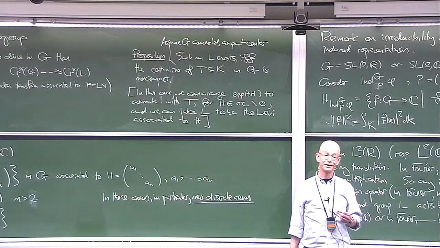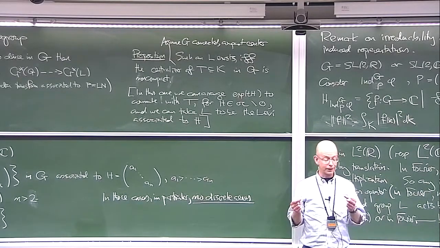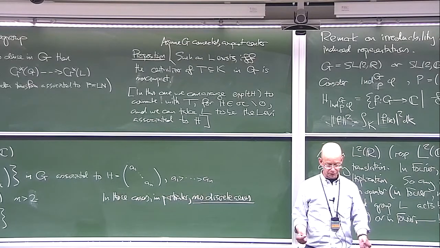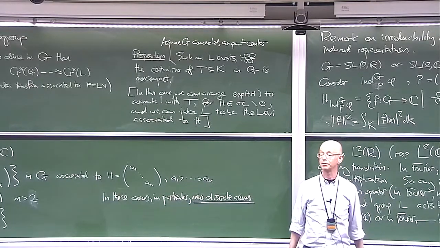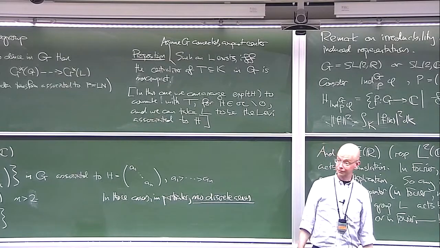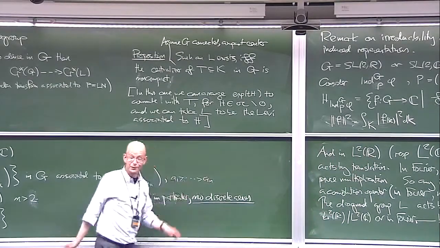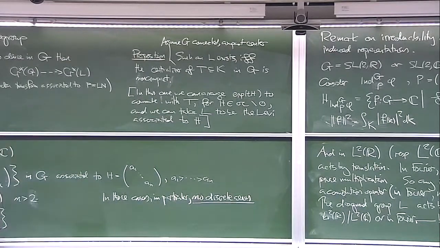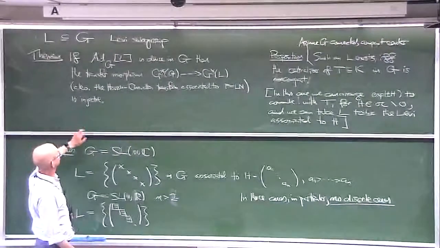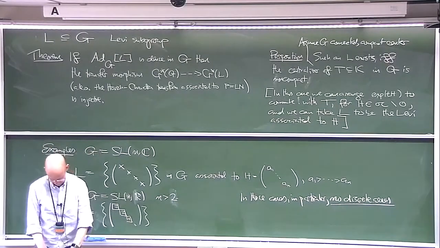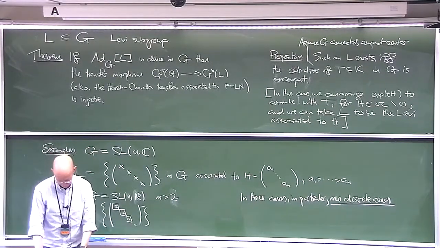The only thing we didn't understand is when it is that two different characters, two different representations of L, give rise to the same representation of G. We didn't discuss that, and that's a problem for another day. Apart from that, it's over. We've dealt with SLNC, as long as we can deal with this thing here. Okay, so, there you go.